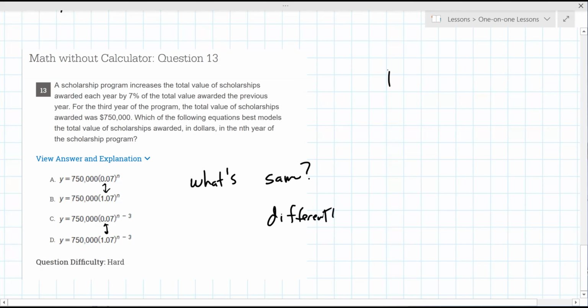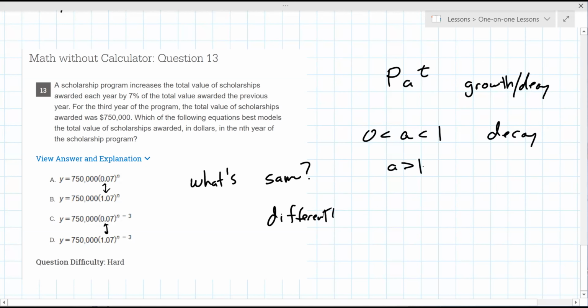Without even reading this, I can tell you that this is a PAT question. PAT is a growth or it's a decay. I remember you had some questions where, based on the value of A, if A is between 0 and 1, it's decay. And if A is greater than 1, it's growth. Sometimes you can just read that in here.